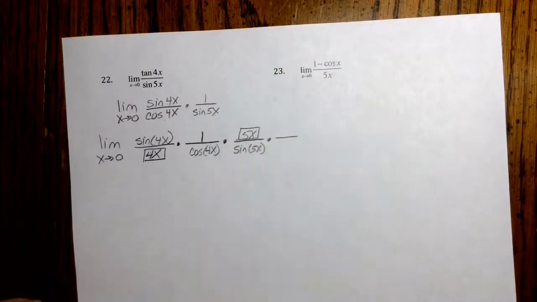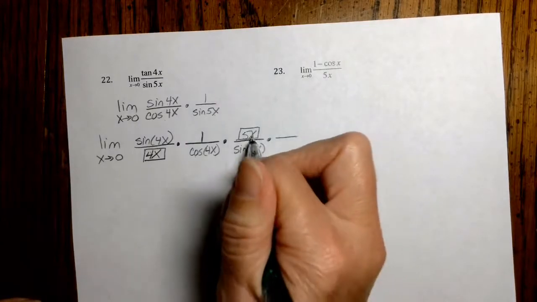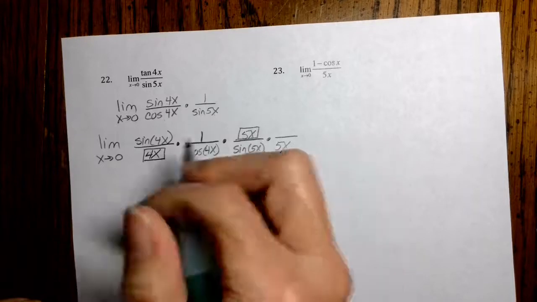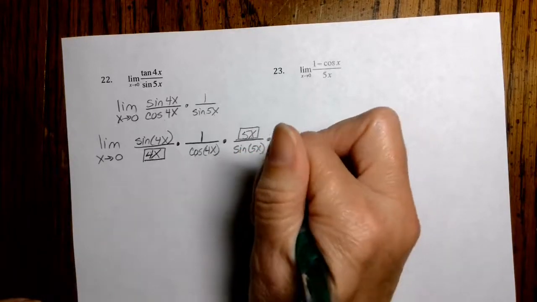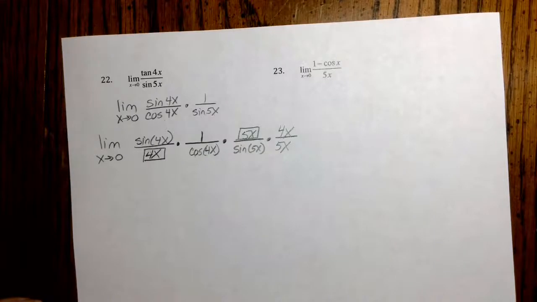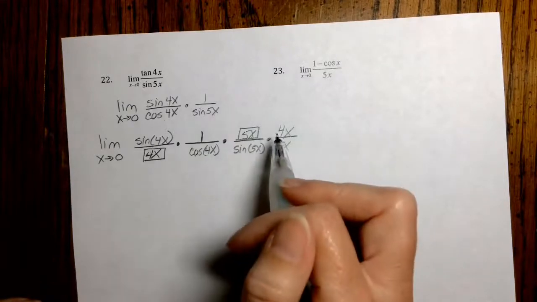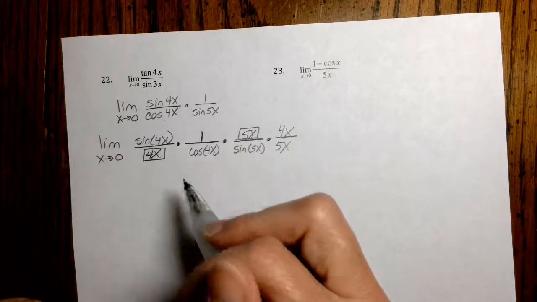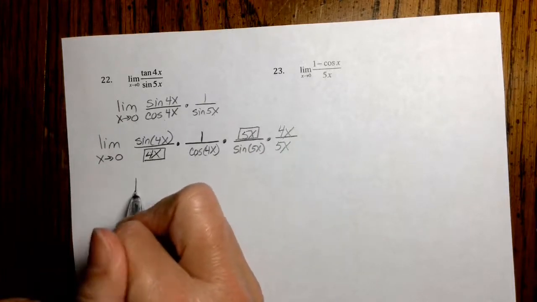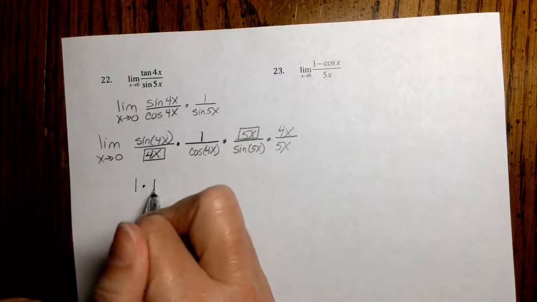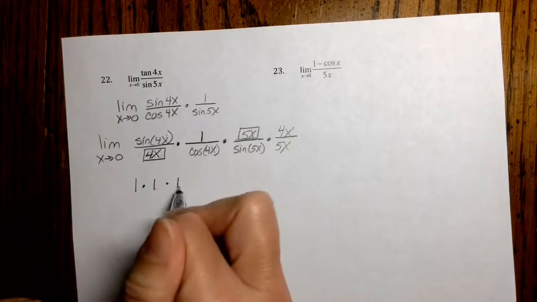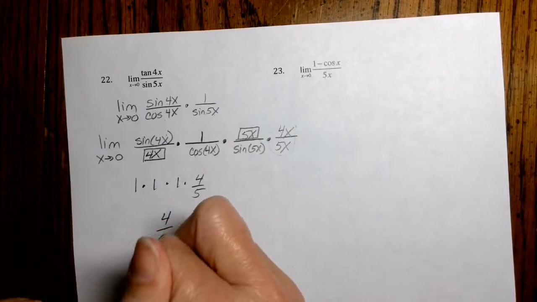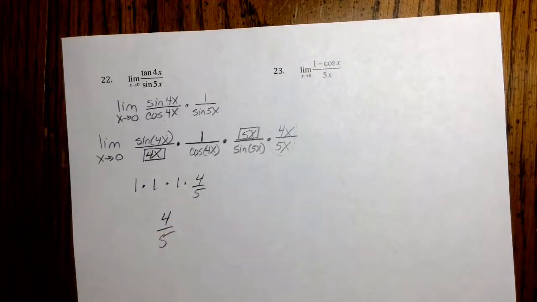Lastly, I'm balancing everything off. I put in a 5x in the numerator. I can put a 5x in the denominator. I put a 4x in the denominator. I can put a 4x in the numerator. This is one way. You can also have just put the 4 and the 5 because the x balances with the x. Either one is okay. First ratio is a 1 ratio. That's a 1. That's a 1. And this last piece reduces to 4/5. So we have an answer of 4/5 for that limit.